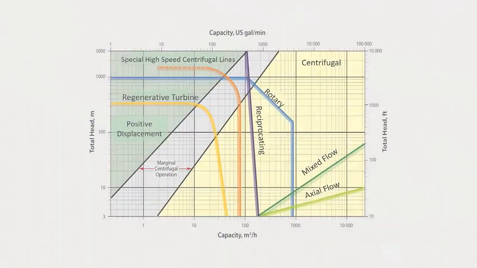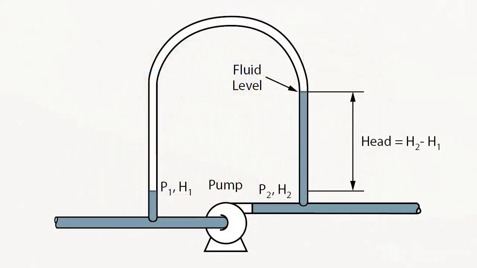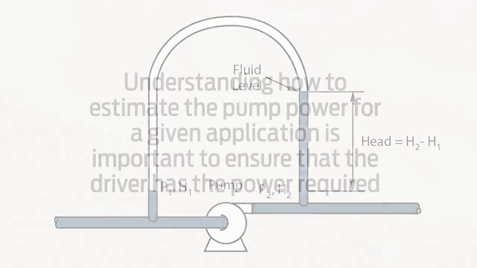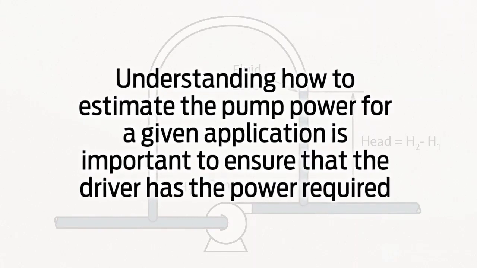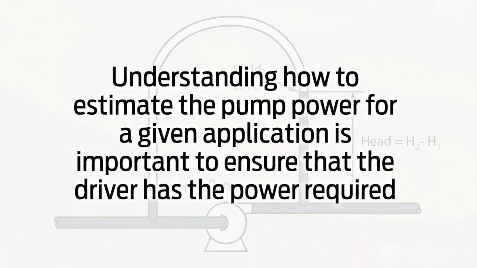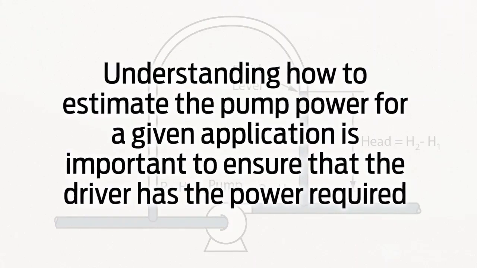A pump selection chart is provided that shows how the best pump type can be selected based upon the process head and flow requirements. Understanding the relationship between pump head and differential pressure is required for pump selection or for troubleshooting a pump that is running in the field. Understanding how to estimate the pump power for a given application is important to ensure that the driver selected or available has the power required for the application.